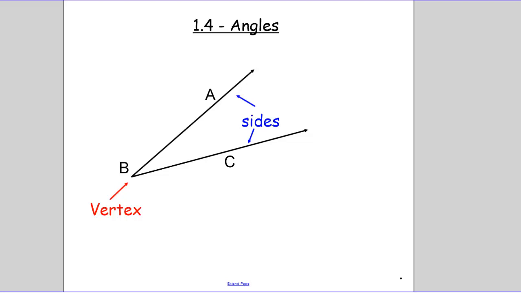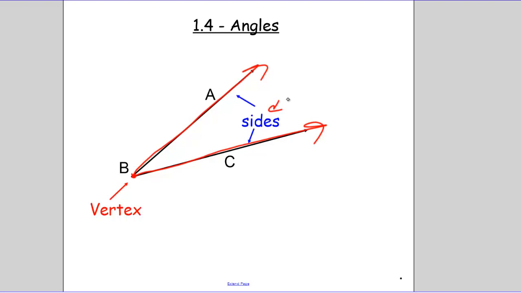Today we're going to be talking about angles. An angle is formed when you have two rays that intersect at a vertex. So there's a vertex, and then you have two sides that go on infinitely. And where the word sides is, that's considered the interior of the angle.